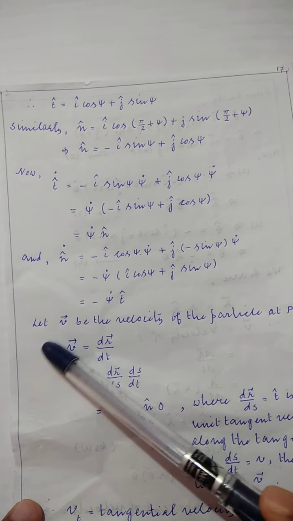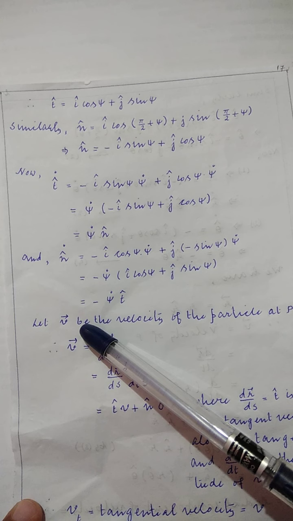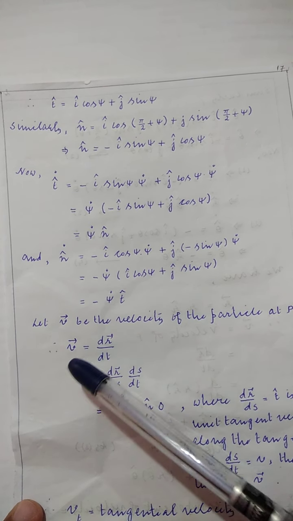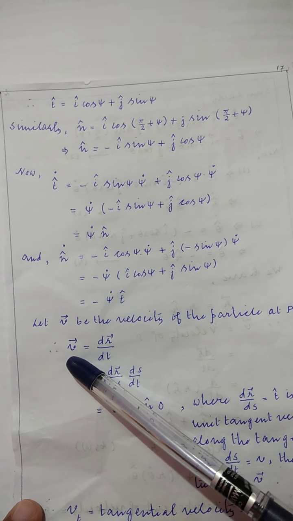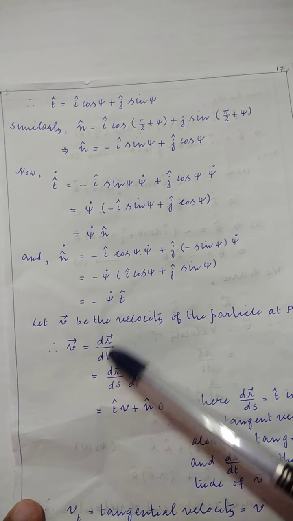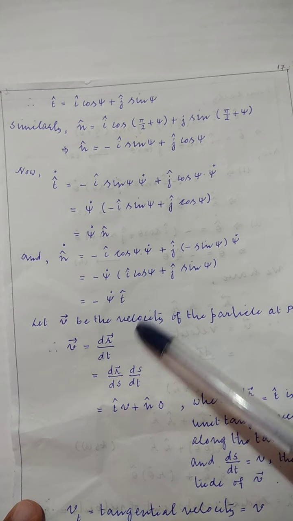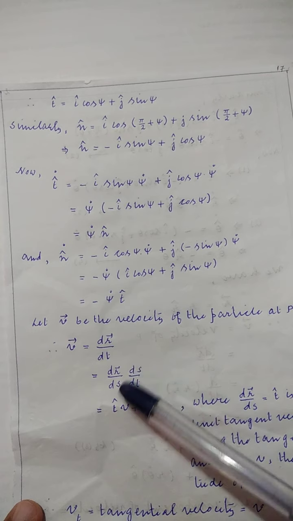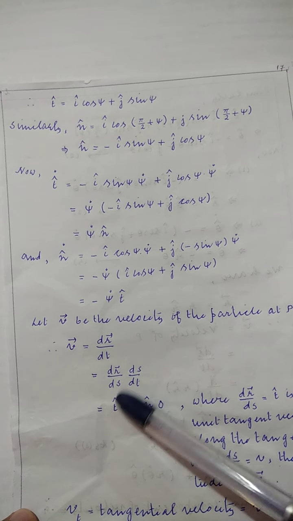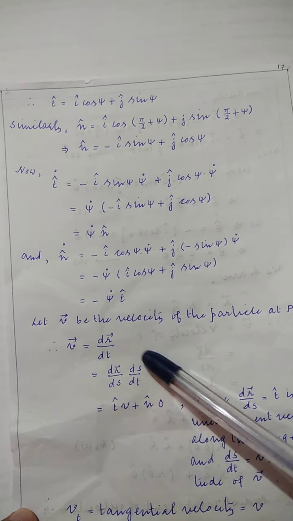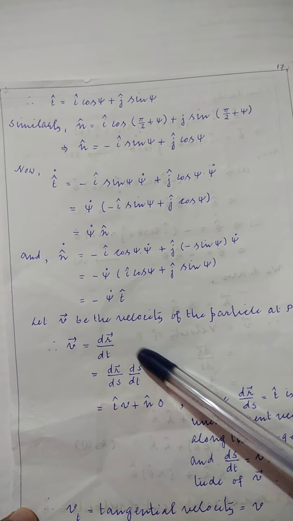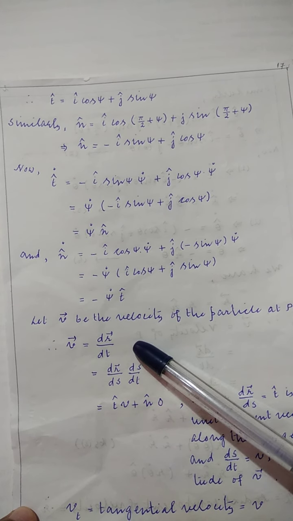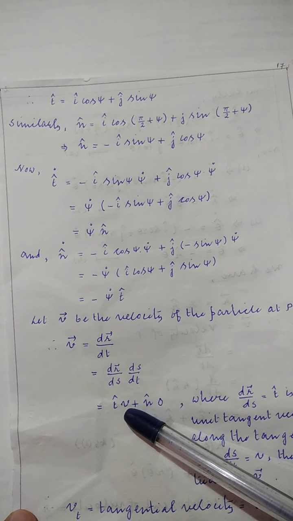Okay, now let v be the velocity of the particle at P on the curve C. Then the expression for velocity v bar, we can write it is dr bar by dt. So by the chain rule of differentiation, we can write it is dr bar by ds and ds by dt. This ds by dt will give you the velocity along the tangent to the curve. So this we can write as v.